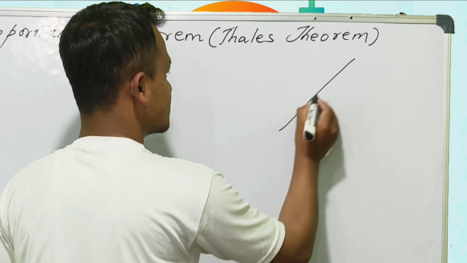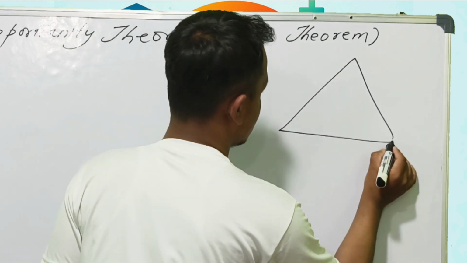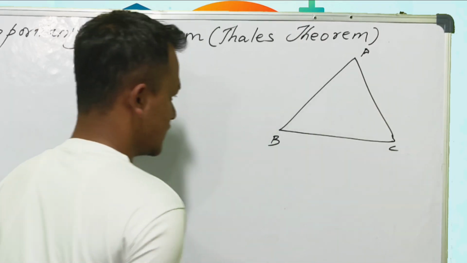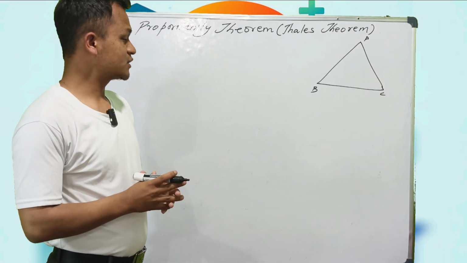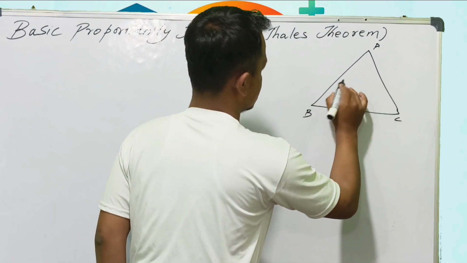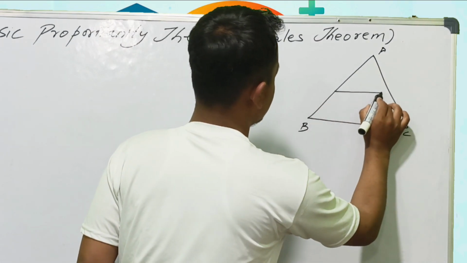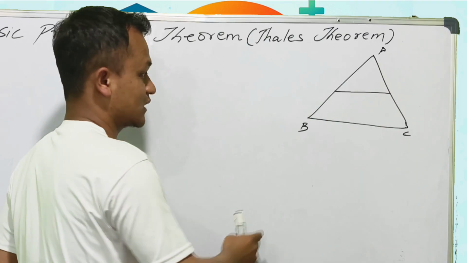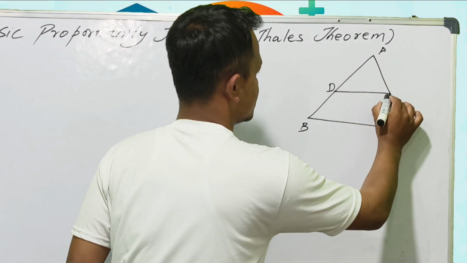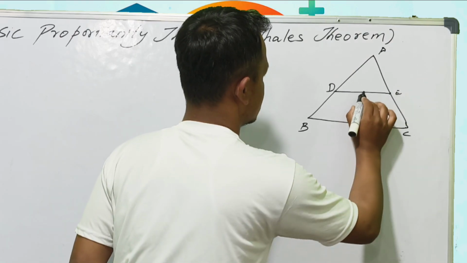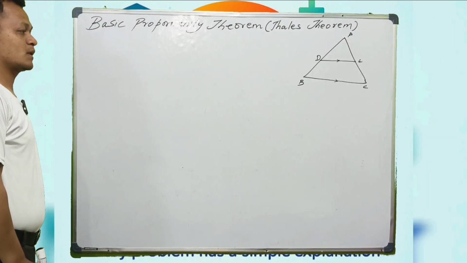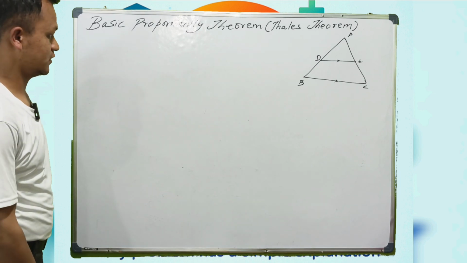Okay, so let us consider a triangle ABC. Let A, B, C be a triangle. And suppose let us draw a line which is parallel to the side BC, such that it intersects the side AB at point D and intersects the side AC at point E. So DE is parallel to BC. That is the given part of this theorem.